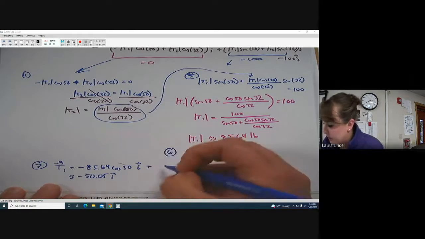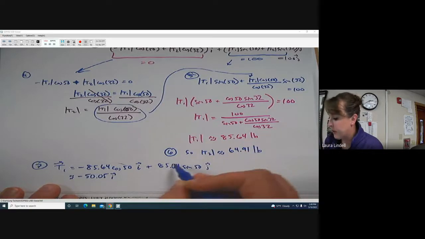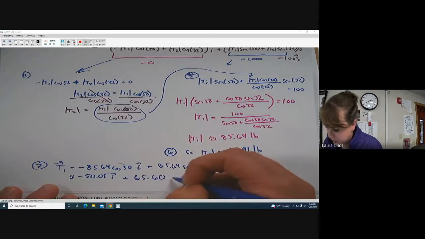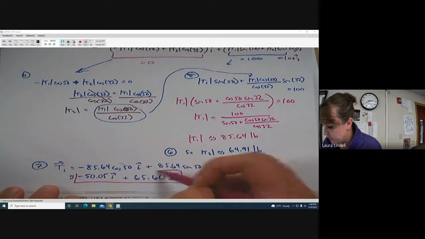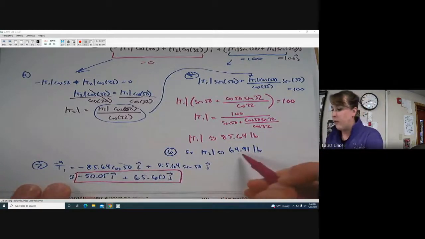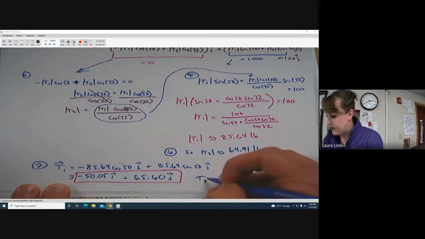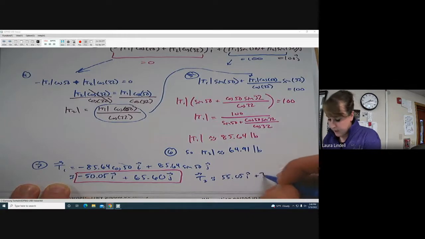And then it would be 85.64 sine of 50J. So if you plug this into the calculator, you get 65.60J. So this is our approximate vector for the tension in the first wire. And then you calculate the tension in the second wire similarly. You take the 64.91 instead and plug it in. So we end up with T2 being approximately 55.05 I plus 34.40 J.